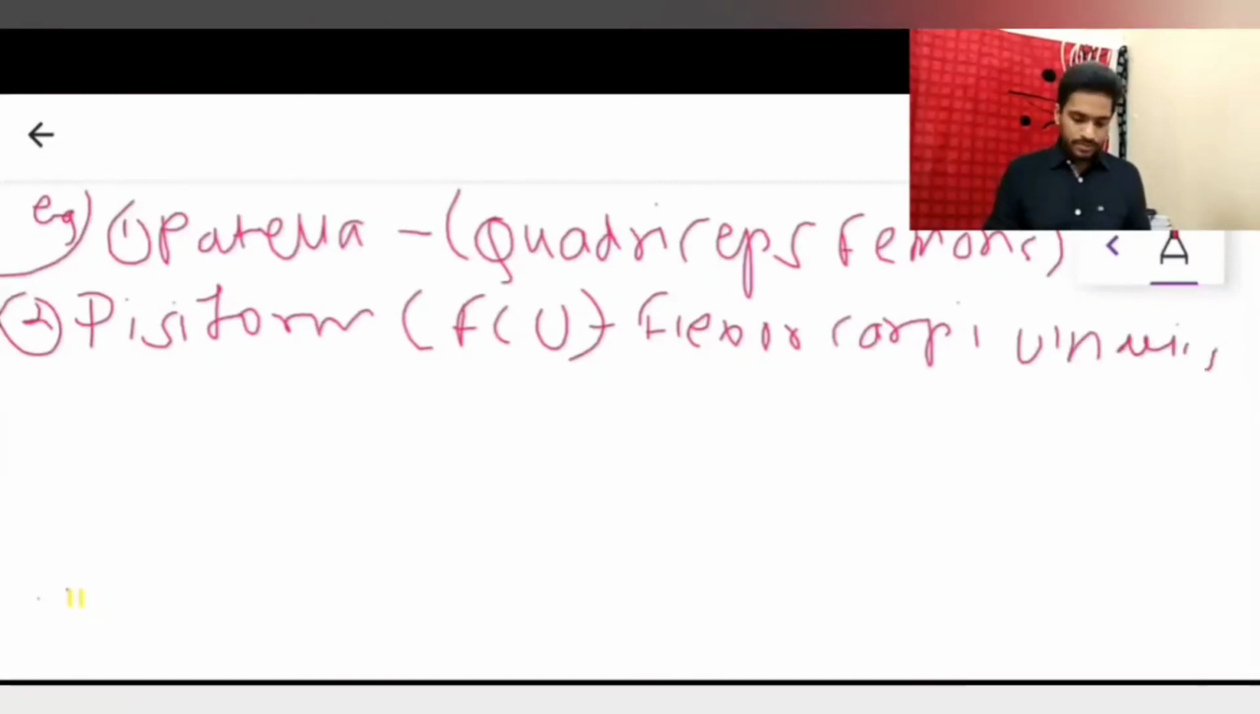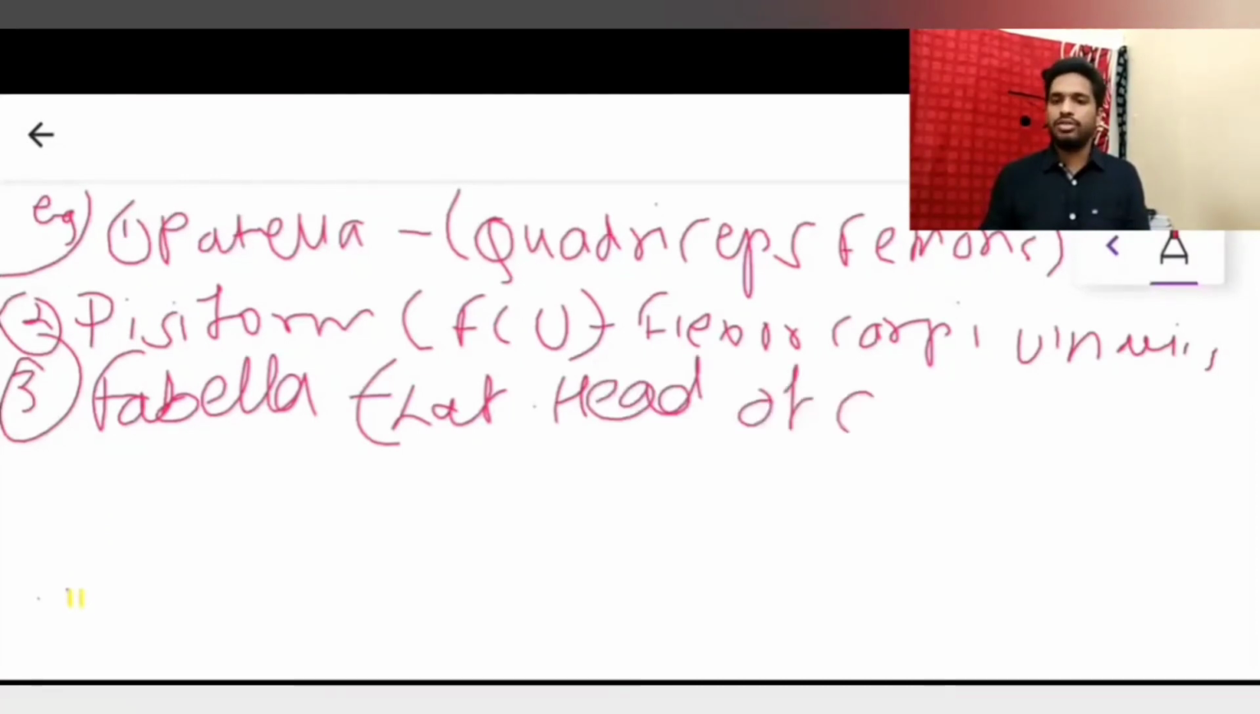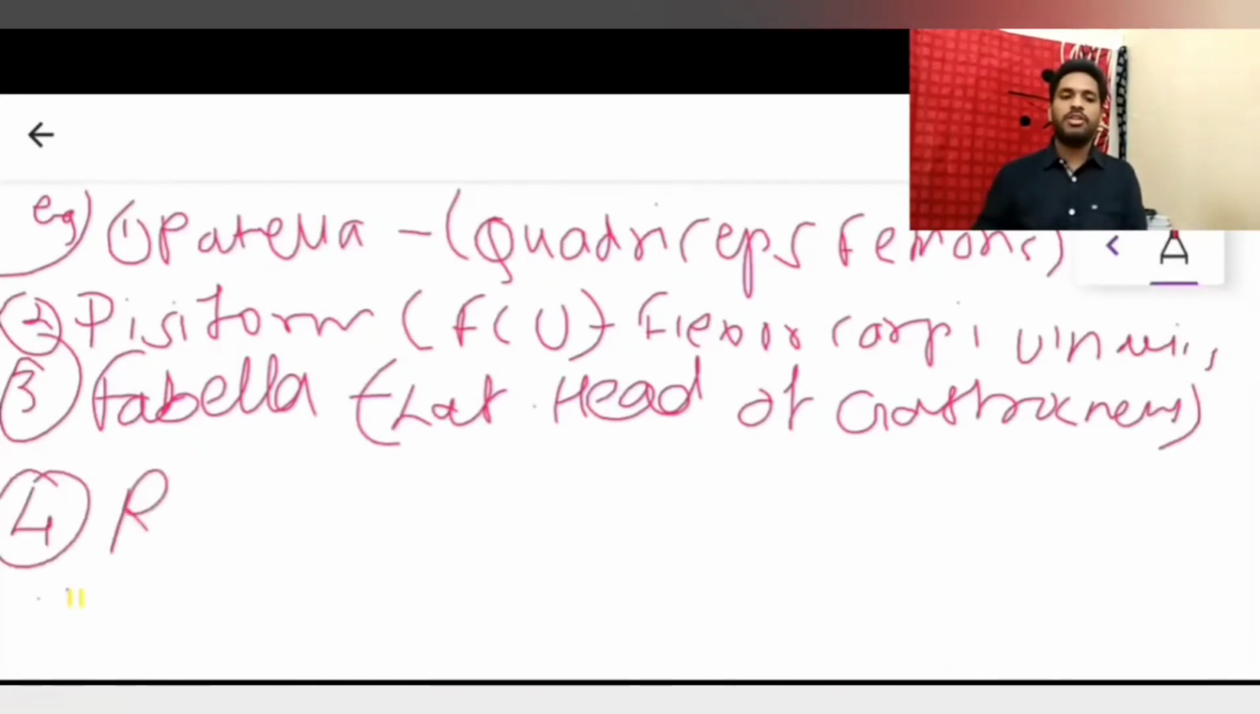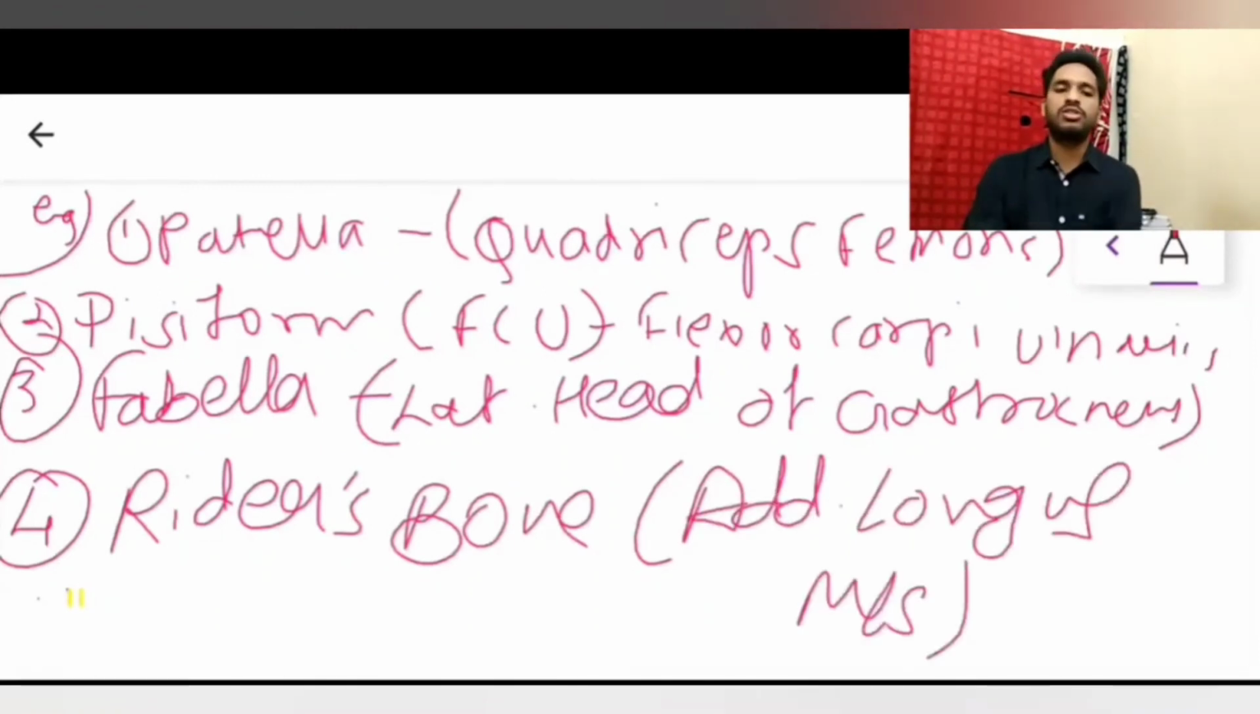Then the third example which I want to mention is fabella. Where is the fabella formed? It is formed in the lateral head of the gastrocnemius muscle. All right. Then one more very common, very important is rider's bone. It is formed in the tendon of adductor longus muscle. So these were the 6 important types of bone.